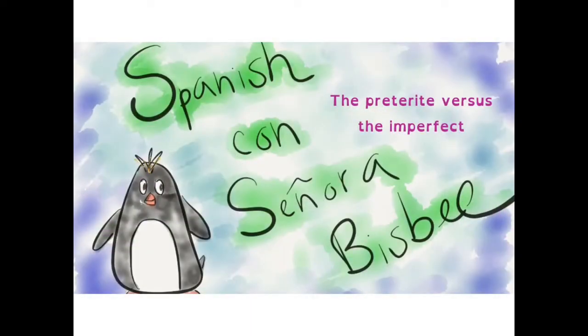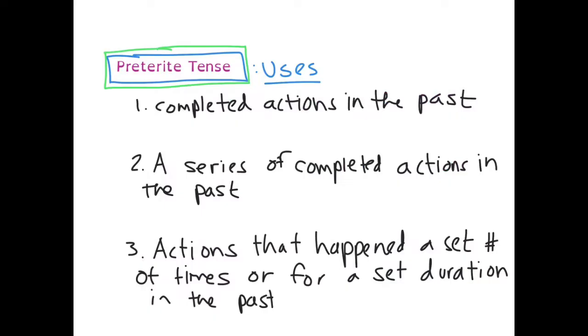Today's video, we're going to talk about the preterite versus the imperfect. When you're using both in different contexts together, we need to know the rules on how they work, when to use each tense. So this will not go over conjugations. You'll have to see the other videos on just the preterite and imperfect for that, but it will go over the uses of the two tenses.